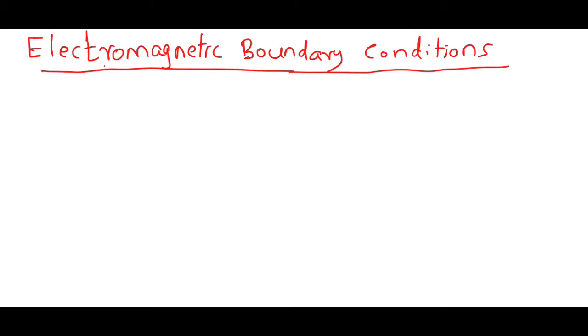Hi. In this discussion, I am covering electromagnetic boundary conditions. That is, the boundary conditions for electric and magnetic fields when going from one medium to another medium. The simplest example of electric and magnetic fields is the electromagnetic wave.